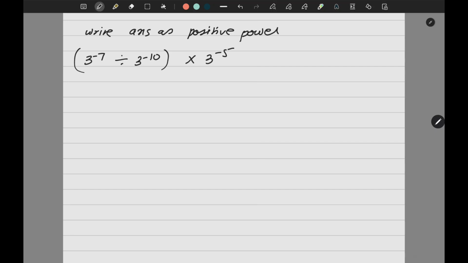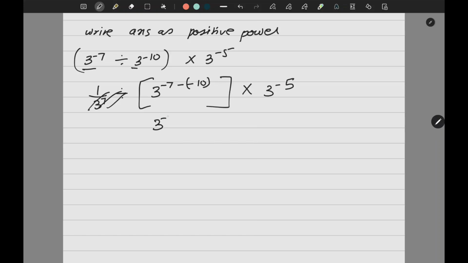Okay. Let me try. Now it is 1 by 3 to the power 7 divided by... or better, see, when the base is the same, first apply the law. Then we will change it. So this will become 3 to the power minus 7 minus of minus 10, put in the bracket, into 3 to the power minus 5. Okay, now 3 to the power minus 7 plus 10 into 3 to the power minus 5. So 3 to the power 3 into 3 to the power minus 5.